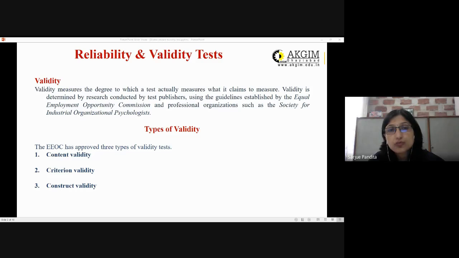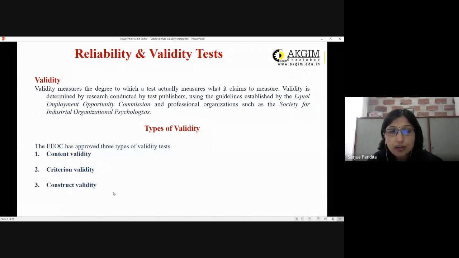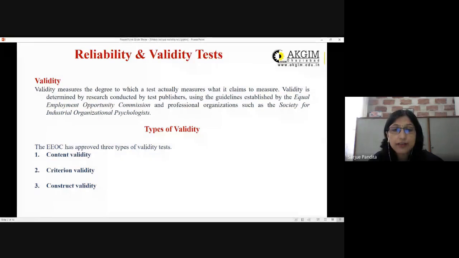Then, to have these validities, we have various types of validity tests, right? Which are approved by the Equal Employment Opportunity Commission. These three types which are approved are content validity, criterion validity, and construct validity. Now, what is content validity? Content, if you go by the word, relates to job function testing, which includes mathematics, typing, and certification tests for professional organizations.